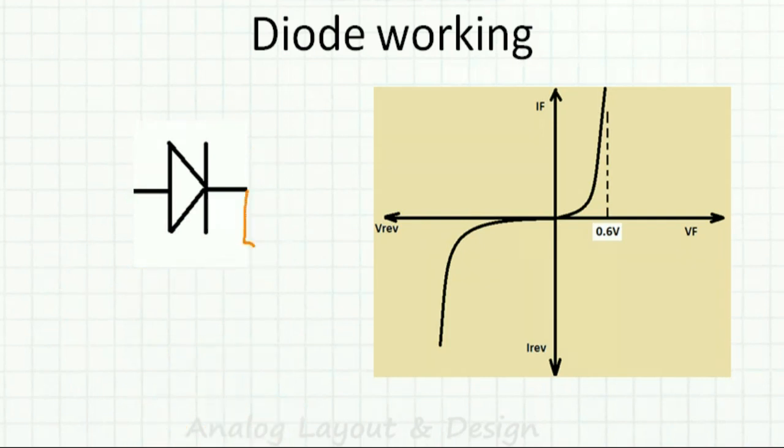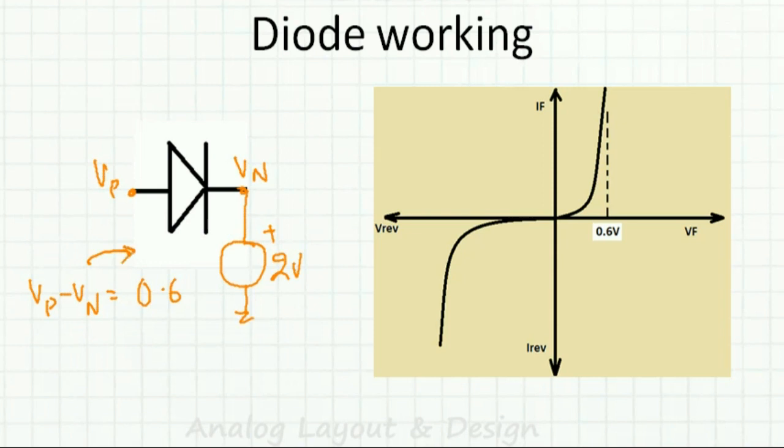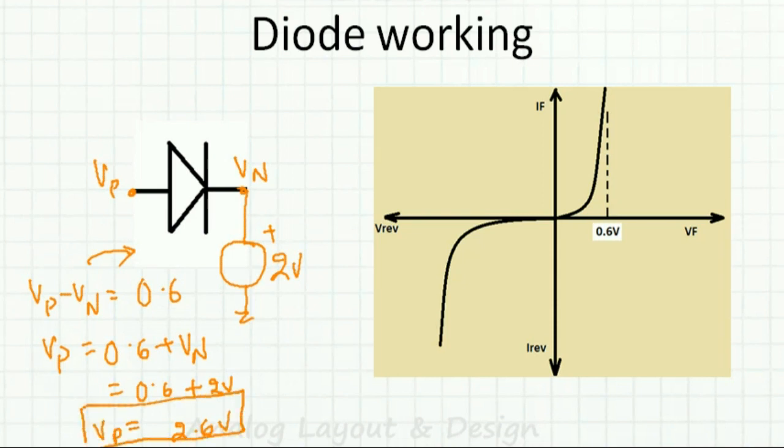Now we will connect this to some other voltage, say plus 2 volts. What is the voltage that is required at this Vp? What should Vp be in order that this diode is forward biased? Again we write down the same equation: Vp minus Vn should be equal to 0.6. I move Vn to the other side, since Vp is what we want. So it is 0.6 plus Vn, so 0.6 plus 2 volt. So it should be 2.6 volt. If Vp is 2.6 volt, then this diode will be forward biased.